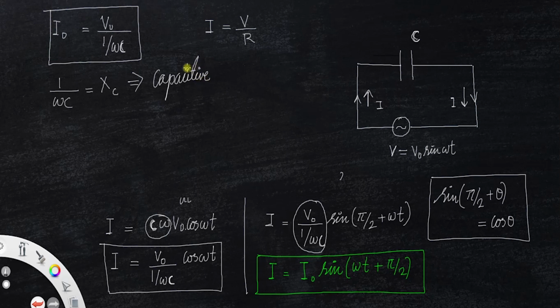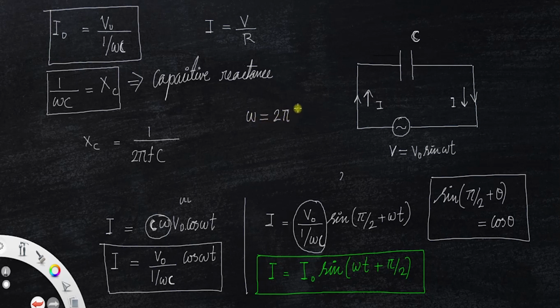Capacitive reactance is nothing but the resistance offered by the capacitor to the flow of AC. So this is the value of capacitive reactance, or you can write X_C is equal to 1 by 2 pi f into C, where omega is actually the angular frequency equal to 2 pi times the frequency of the AC current.